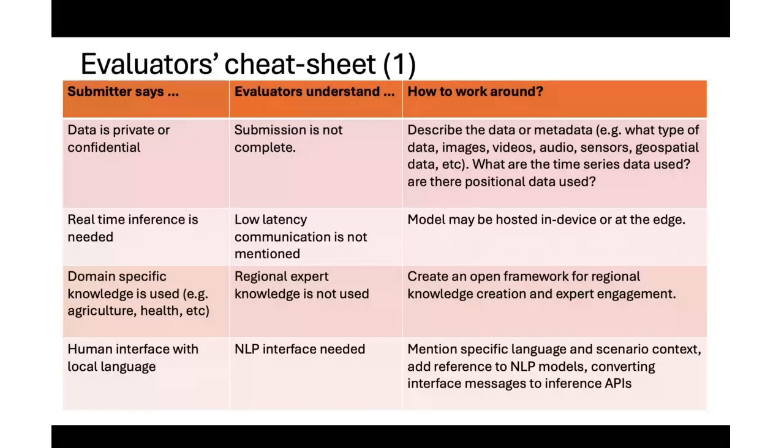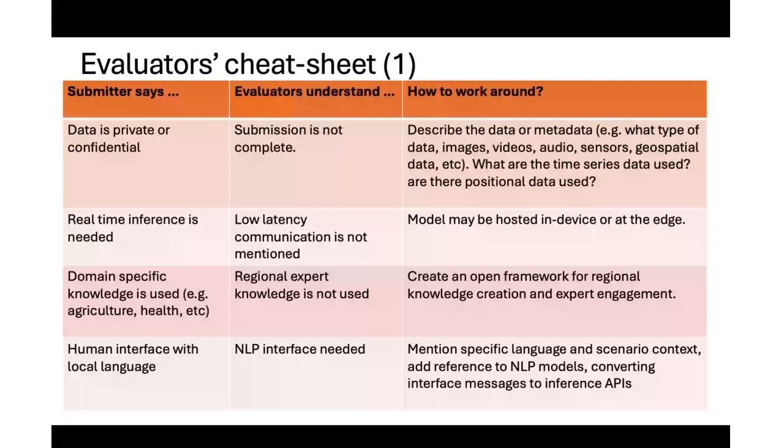And then another aspect is that real-time inference is needed. You can make out from the use case that low latency communication and low latency inference are expected. So in this case, if you don't mention low latency as a requirement, the evaluators understand you're not prepared. So it is better that you find out that real-time inference is meant. You had better add it as part of the use case requirements. And in this case, the model may be hosted in a device or at the edge, which you can mention as part of the use case requirement.